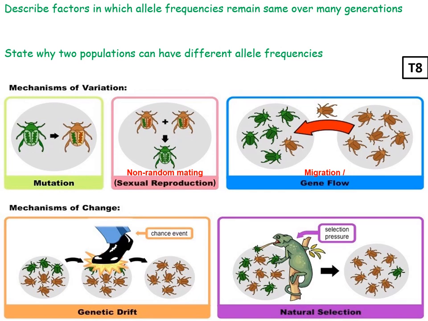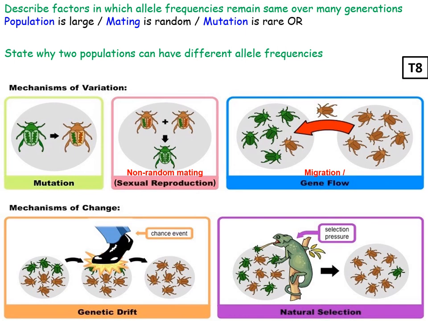Migration, which is better known as gene flow, also could cause an allele frequency to change. If you've got migration and the introduction of a different allele, that then has an impact on the overall allele frequency in the population. Other mechanisms of change are genetic drift, where there's a random chance event, and selection pressure, where certain alleles are favorable. That's from natural selection.